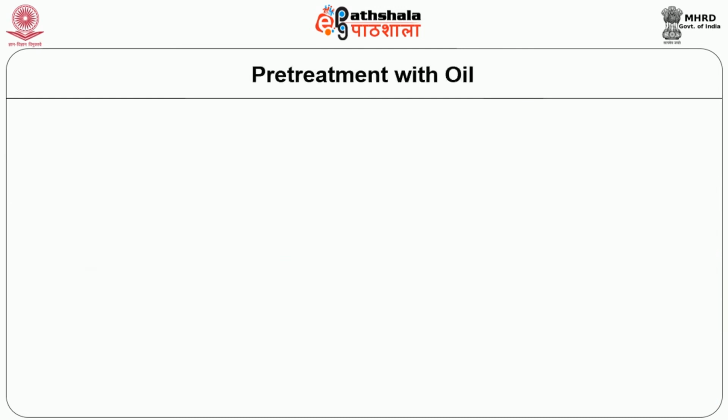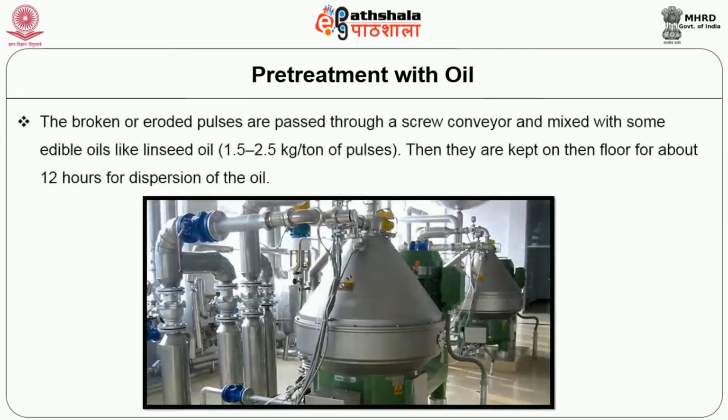The next one is pre-treatment with oil. The broken or eroded pulses are passed through a screw conveyor and mixed with edible oil like linseed oil, at a percentage of about 1.5 to 2.5 kg per ton of pulses. Then they are kept on the floors for about 12 hours for dispersion of the oil.